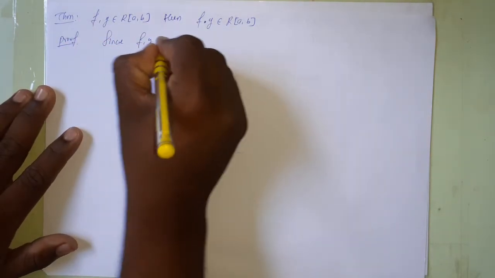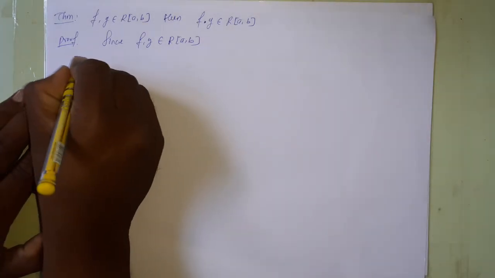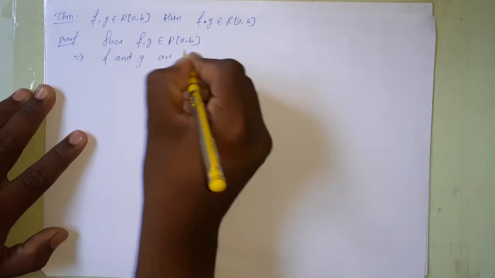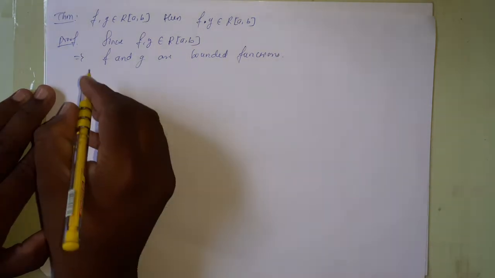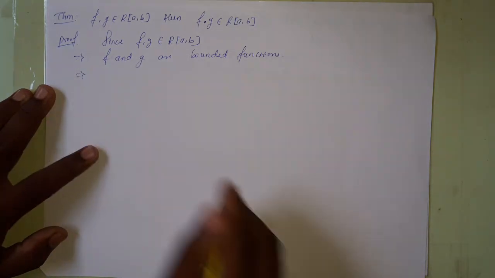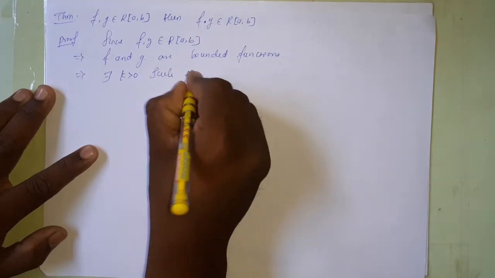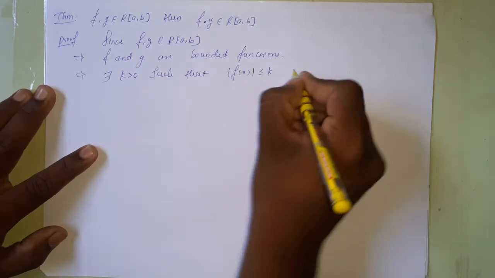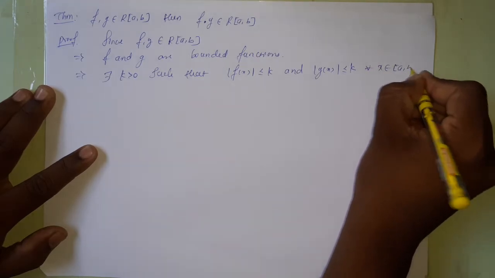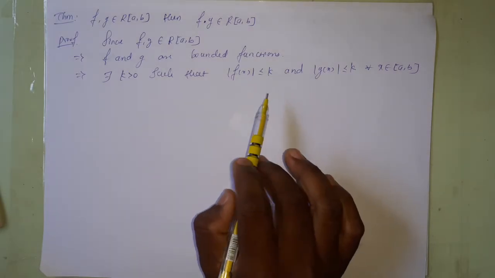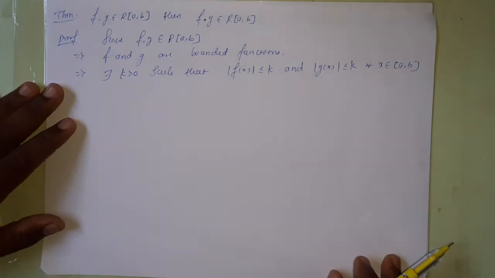Since f, g belong to R of closed interval [a, b], since f and g are Riemann integrable functions, it implies that f and g are bounded functions. So by the definition of bounded function, we can write that there exists k greater than 0 such that mod f of x is less than or equal to k and mod g of x is less than or equal to k for all x belonging to the closed interval [a, b]. This is nothing but the definition of a bounded function. If a function is bounded, then its value is always less than or equal to some positive number k.